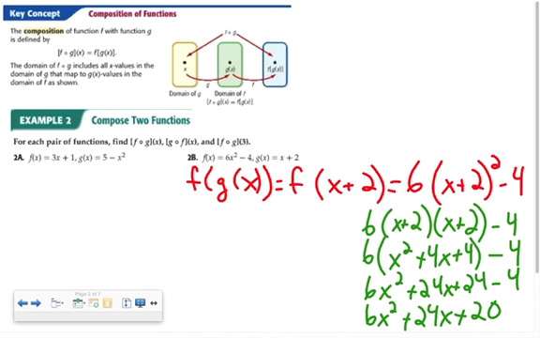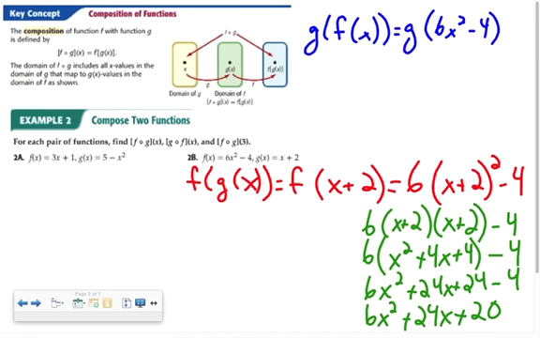When I'm trying to find my g of f of x, I'm taking the g of 6x squared minus 4, which means I'm taking that 6x squared minus 4 and plugging it in for x in my g of x function. So this will become 6x squared minus 4 plus 2. And that simplifies much more easily. 6x squared minus 2 is my g of f of x.